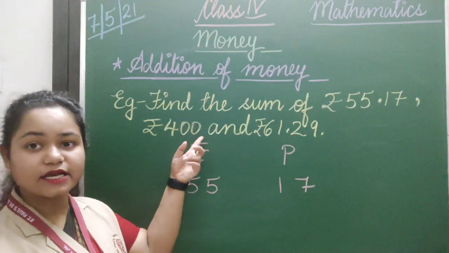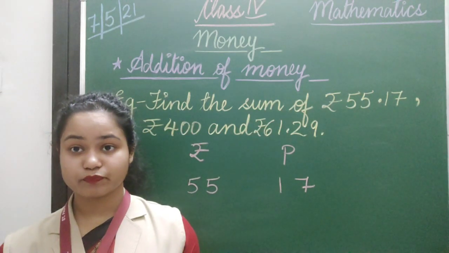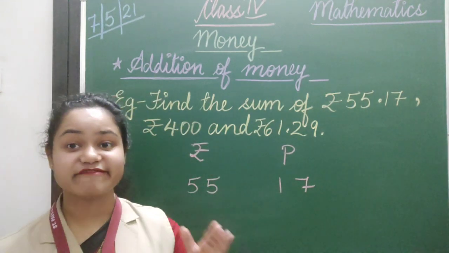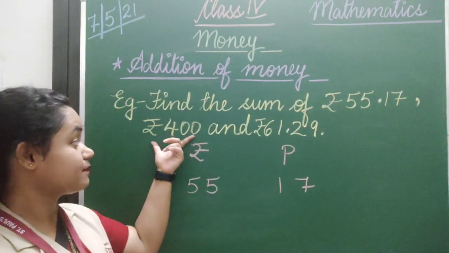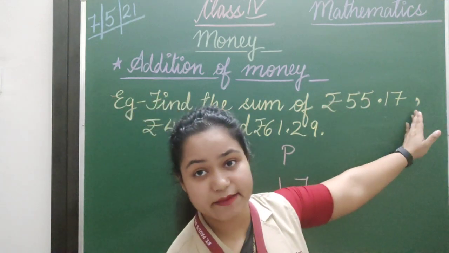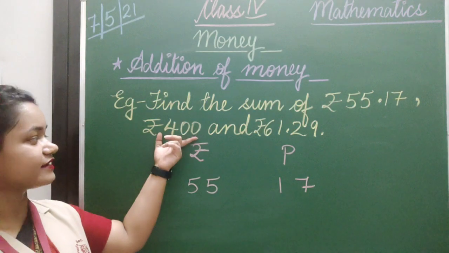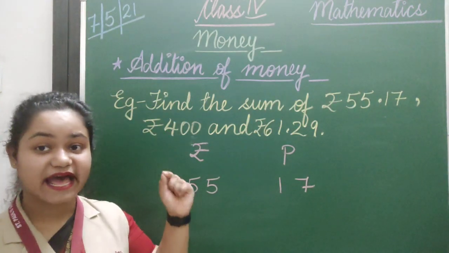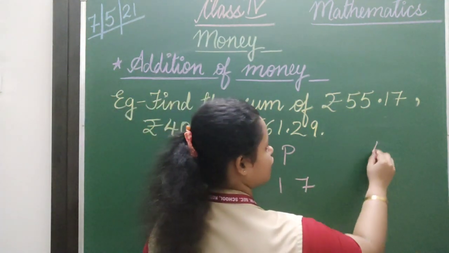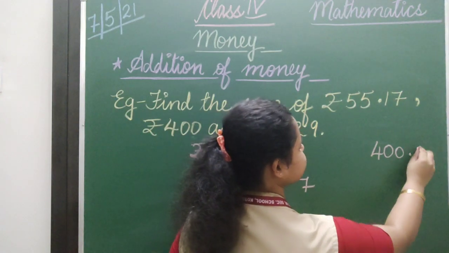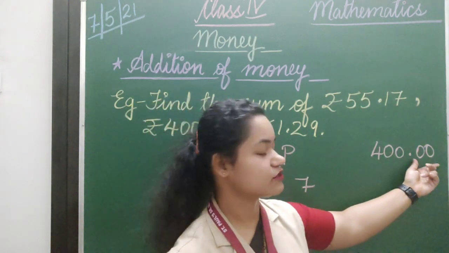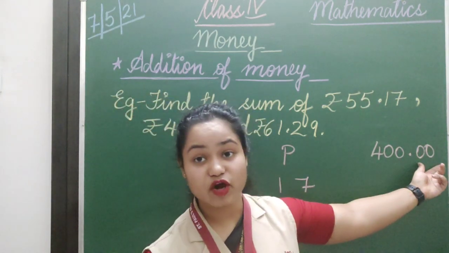Rupees 400. Now here point is not given. What to do? Don't worry. If point is not given, that means this particular number does not have paisa. This number has both the rupees part as well as the paisa part. Yes or no? Now here in 400, since this number does not have point and the digits after point, you can do one thing. You can write it as 400.00. Okay? So 400 will be your rupees part and 00 will be your paisa.